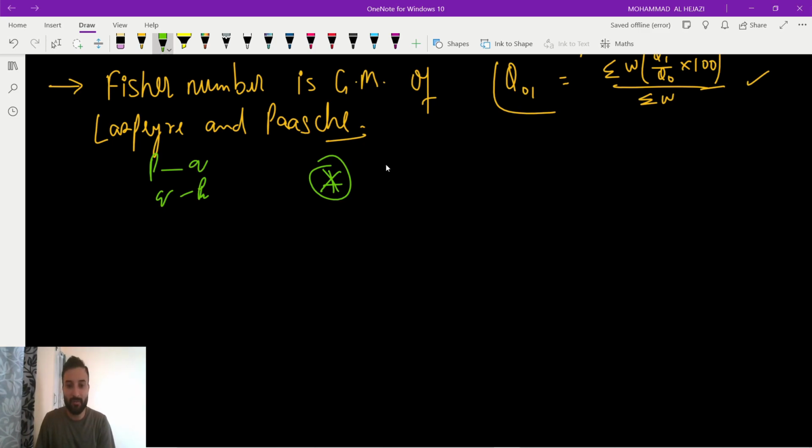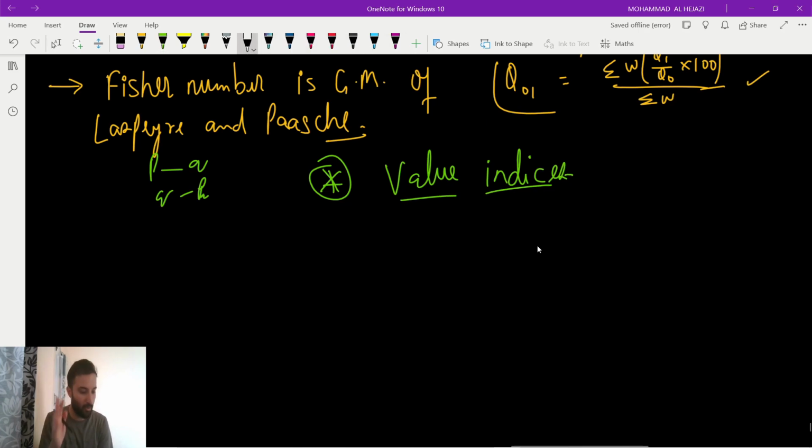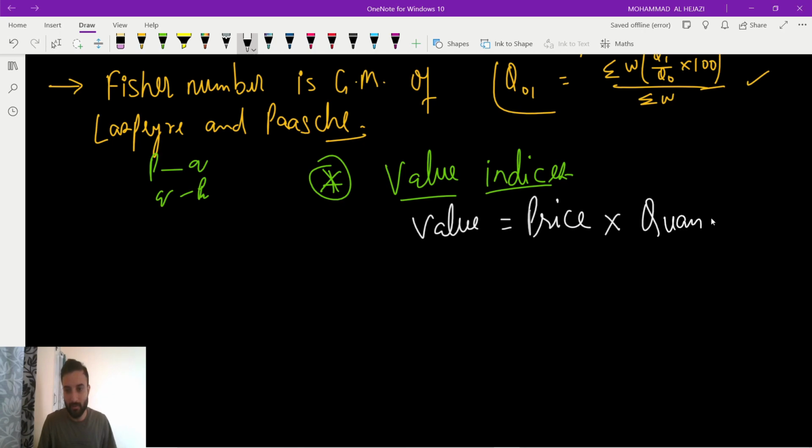Now next is value indices. Value indices is not for price index or quantity index; it is just value indices. Value indices, guys, is very simple. Remember, value indices is equal to the product of price and quantity.